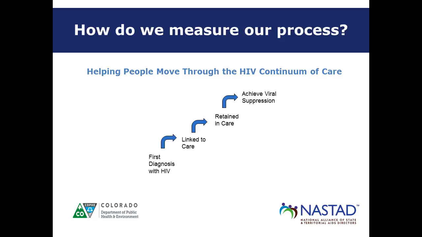A more immediate way to measure ongoing linkage to care efforts is to look at the proportion of people newly diagnosed with HIV each year who are linked to care within 90 days of diagnosis. In Colorado, we have seen this proportion increase from 87% in 2011 to 93% in 2014.